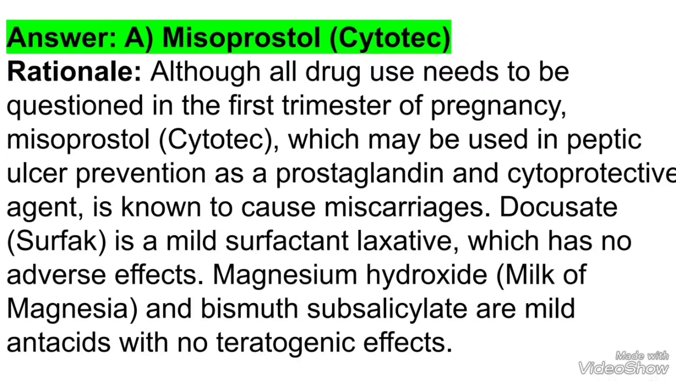Answer. A. Misoprostol. Rationale. Although all drug use needs to be questioned in the first trimester of pregnancy, misoprostol, which may be used in peptic ulcer prevention as a prostaglandin and cytoprotective agent, is known to cause miscarriages. Docuzit is a mild surfactant laxative, which has no adverse effects. Magnesium hydroxide and bismuth subsalicylate are mild antacids with no teratogenic effects.